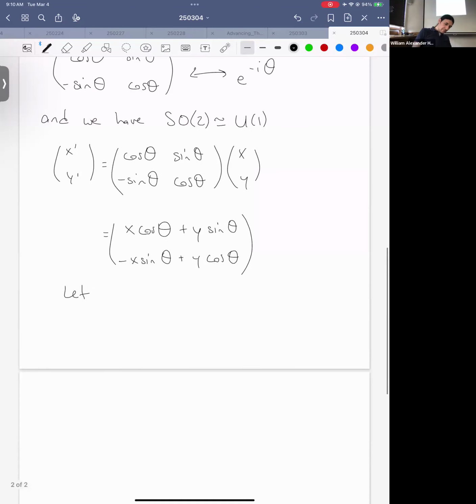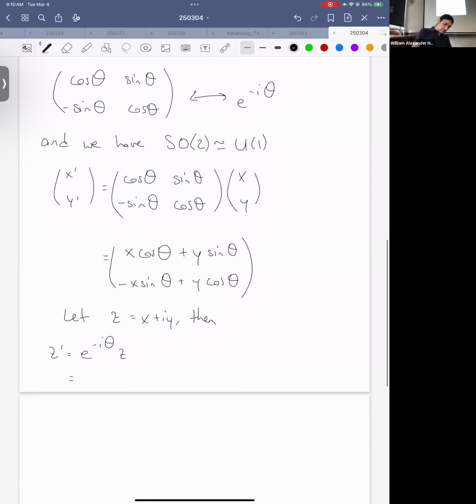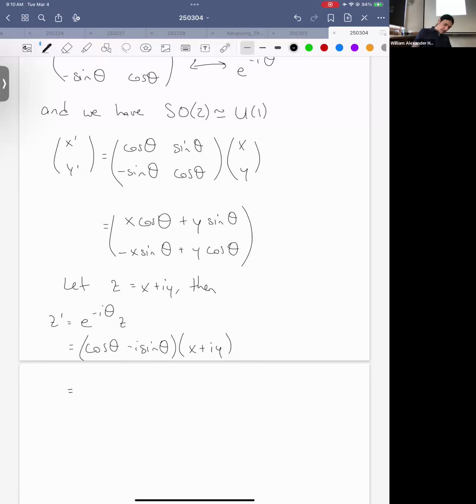And now let z equal x plus i y. Then z prime is e to the minus i theta z. Well, let's write it this way: cosine theta minus i sine theta, hitting x plus i y. And so then we get x cosine theta plus y sine theta plus i times (minus x sine theta plus y cosine theta). So that explicitly shows how we can reconstruct or go between those two different defining representations.